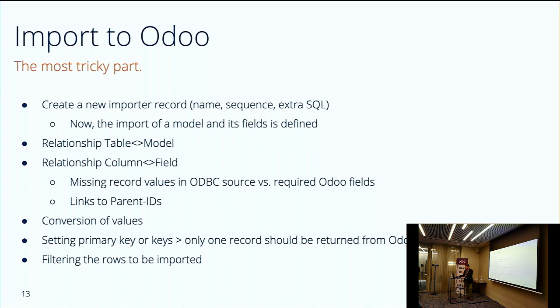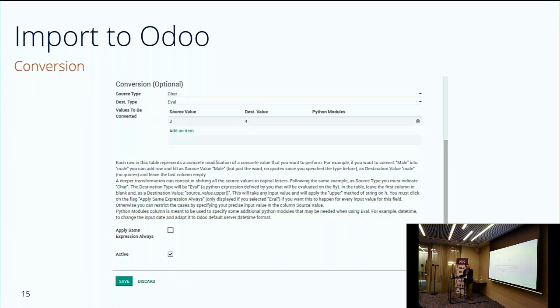And last thing, you can also filter the rows, so not every row of the source database has to be imported into Odoo, so you can also filter on the rows. This is how the conversion looks like. Source type, destination type, meaning this would be the source database and this would be the destination, meaning Odoo, and then you set the values.